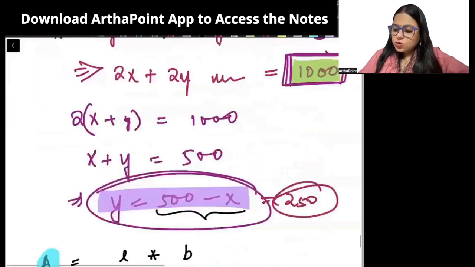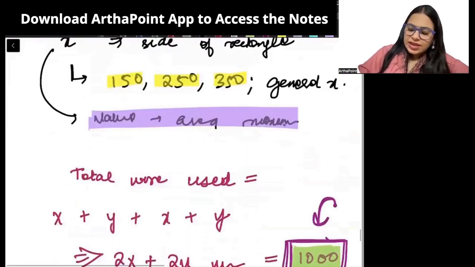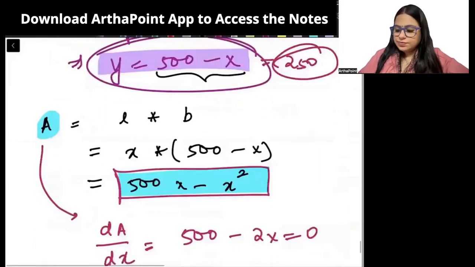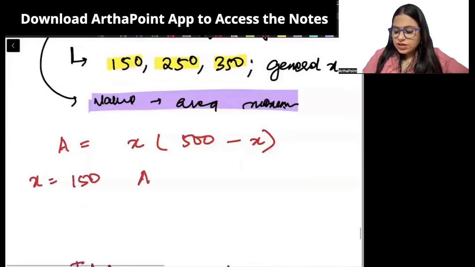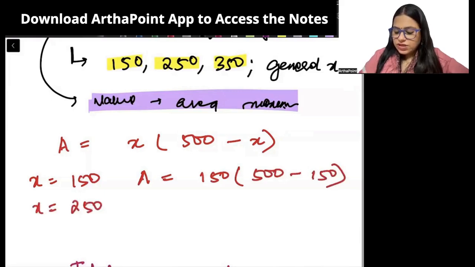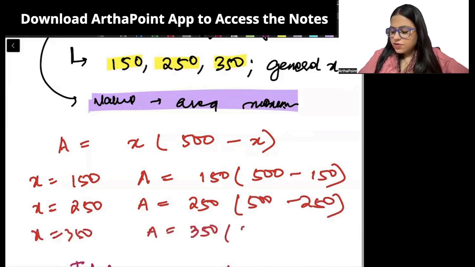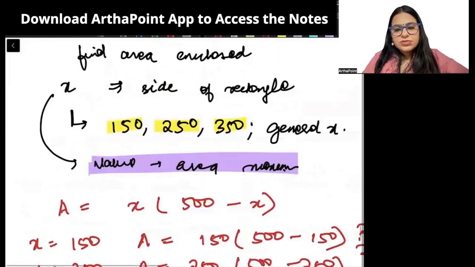The question goes ahead and says find the area with 150, 250, 350. So find the area. What formula did we take for area? Area is x into 500 minus x, length into breadth. So you can just put the values. When x is 150, area will be 150 into 500 minus 150. When x is 250, area will be 250 into 500 minus 250. When x is 350, area will be 350 into 500 minus 350. You can just find out these values. Is this question clear?